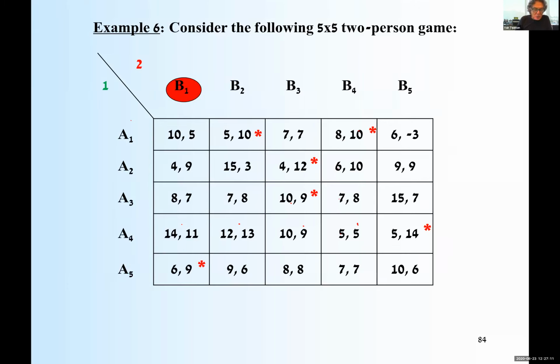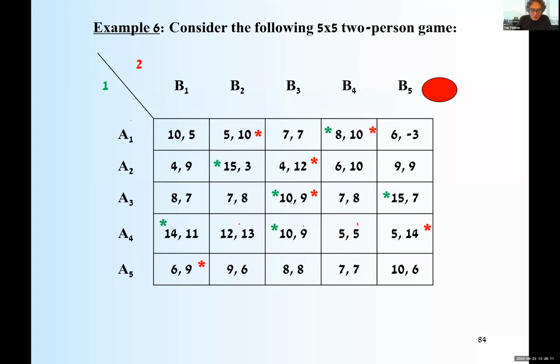If player 2 decides to go B1, what is my best reply? I compare 10, 4, 8, 14, 6, and I go for 14. If I move to B2, then the best reply strategy is for player 1. Player 1 compares 5, 15, 7, 12, 9, and goes for 15. So I designate 15. Next, if player 2 goes B3, the best reply of player 1 is to go for the 10, 10, namely A3 and A4. Both of them are best replies. I designate both of them. I go to B4, 8 is the maximum, I designate 8. When I go to B5, then the best is the 15 for player 1, and I designate this.